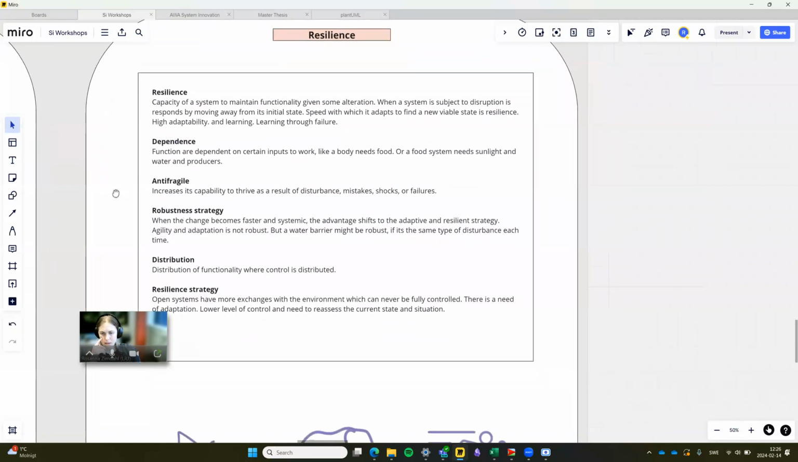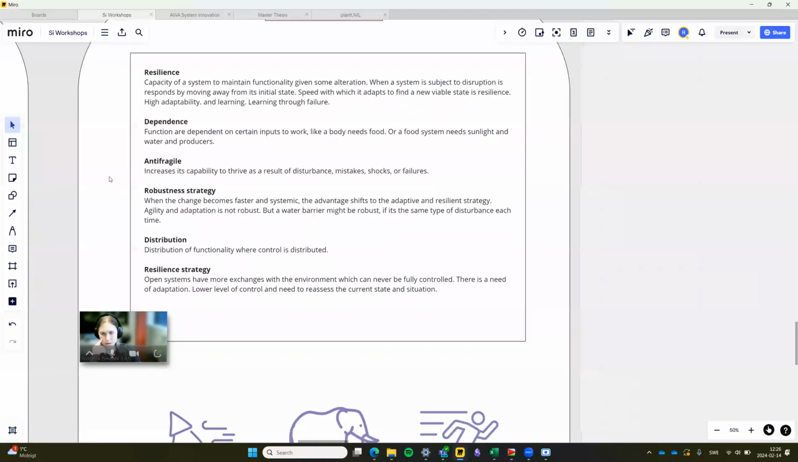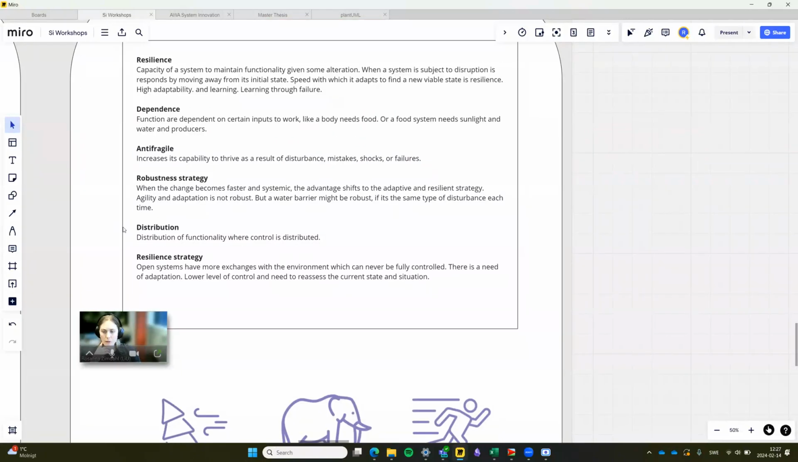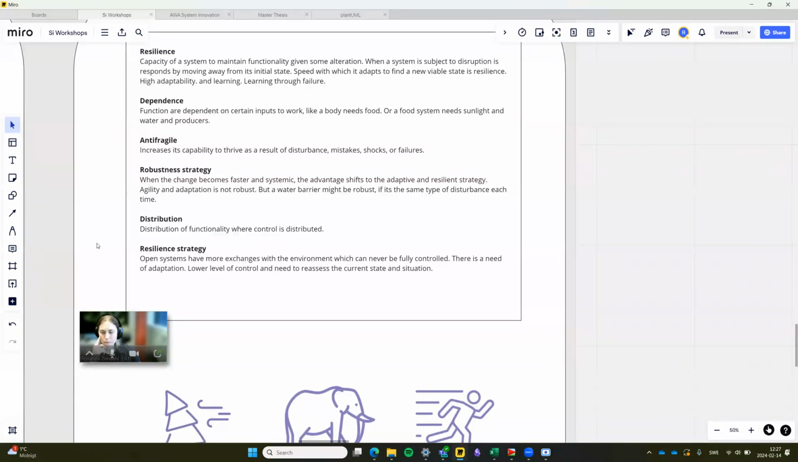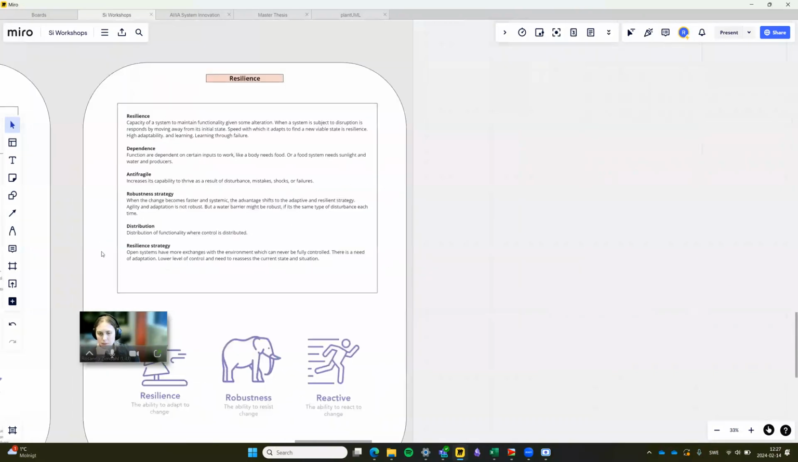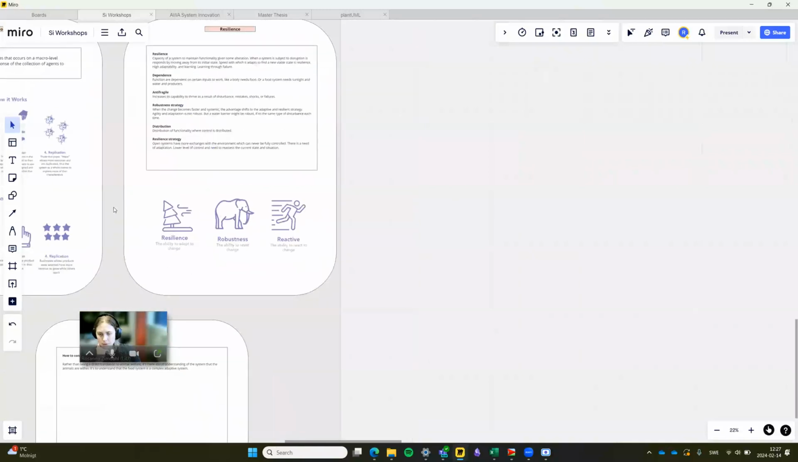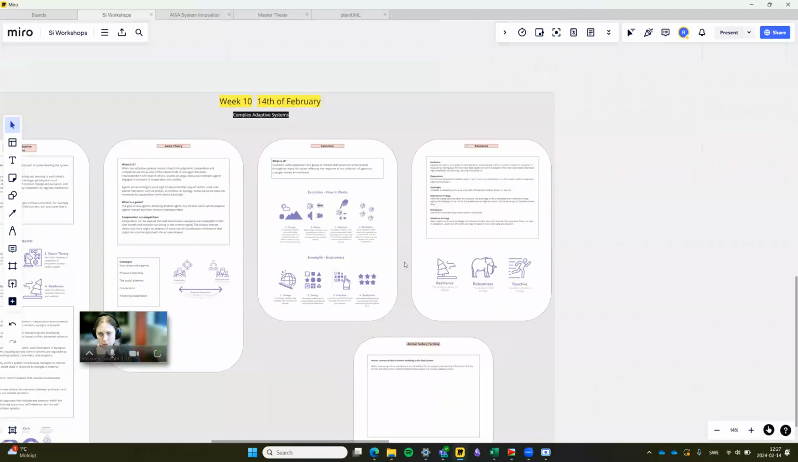And robust is to be stable in its constant state. Disruption is something that affects the system negatively, like a forest fire. A resilient strategy is then okay, this forest comes with new species that might be less vulnerable to forest fires. And yeah, this is the concept of complex adaptive systems.